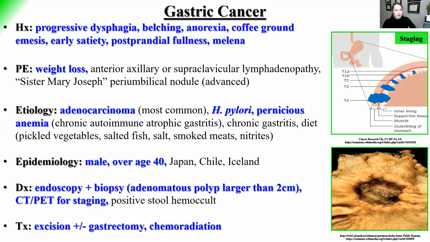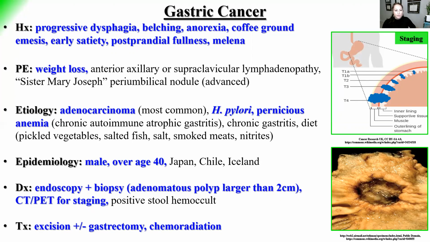We know diets that are high in pickled vegetables, salted fish, salt, smoked meats, and nitrites, like we see in Japan, Chile, Iceland. That's why those are higher epidemiology-wise for getting this. Males over the age of 40 are who we usually see this in.